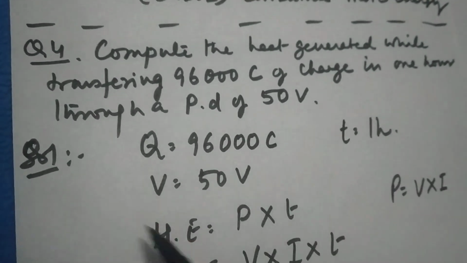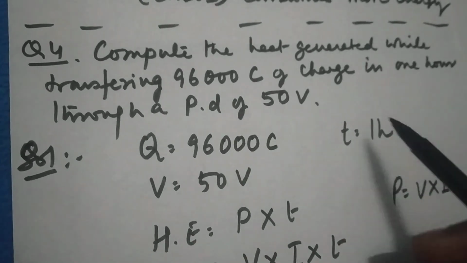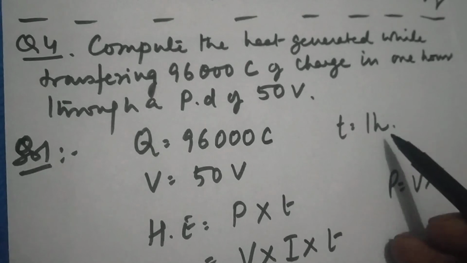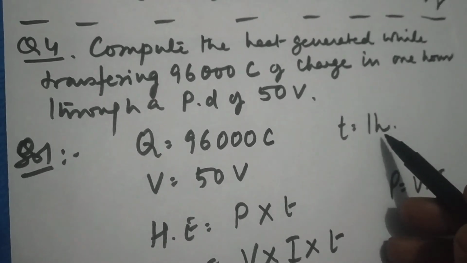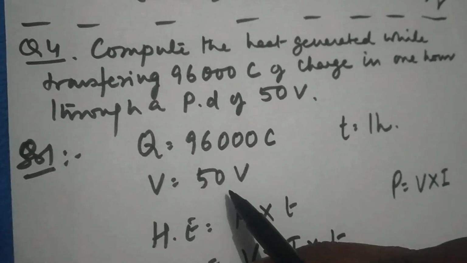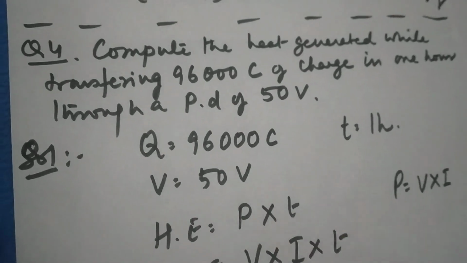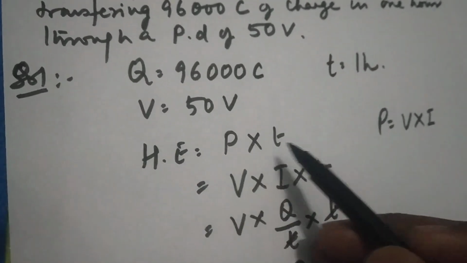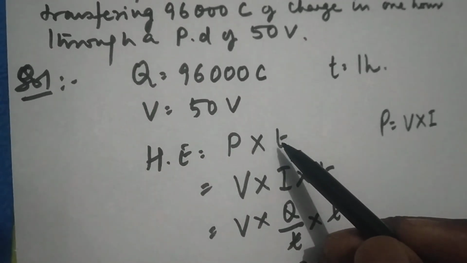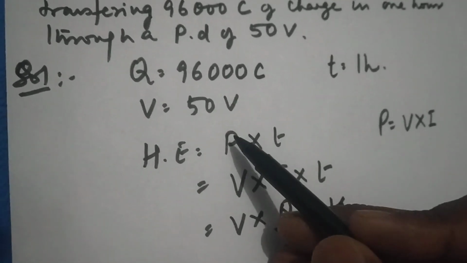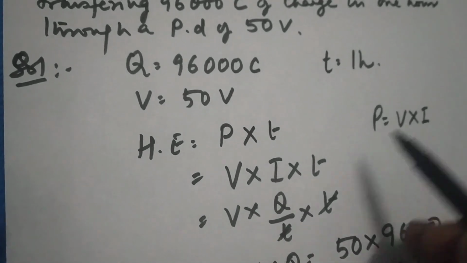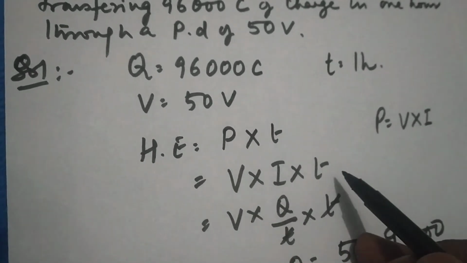It is always desired to write the known quantities. What is given? Charge 96,000 coulomb. What is the time given? 1 hour. What is the voltage or PD given? 50 volt. What you are supposed to find? Heat energy. The formula is P into T. Since P is not given, P can be written as P is equal to VI. The formula is V into I into T.